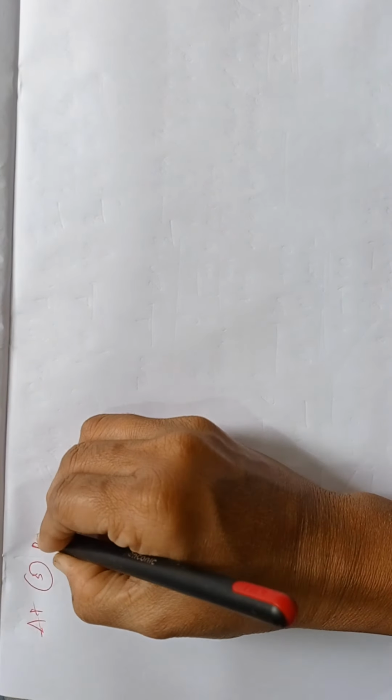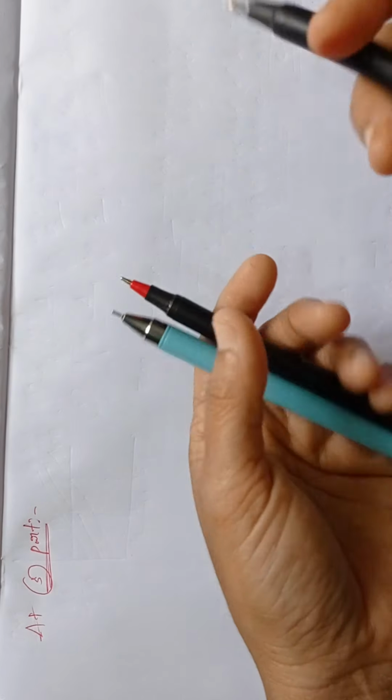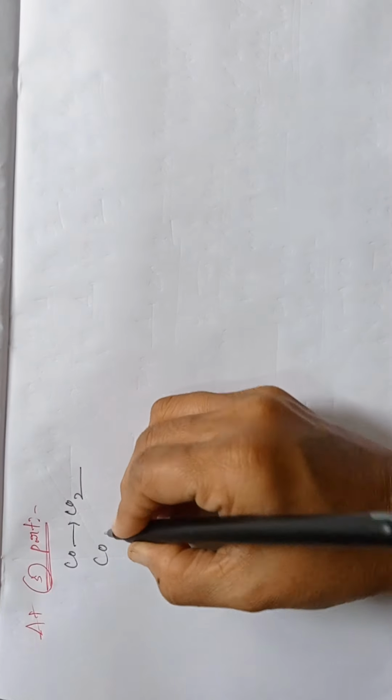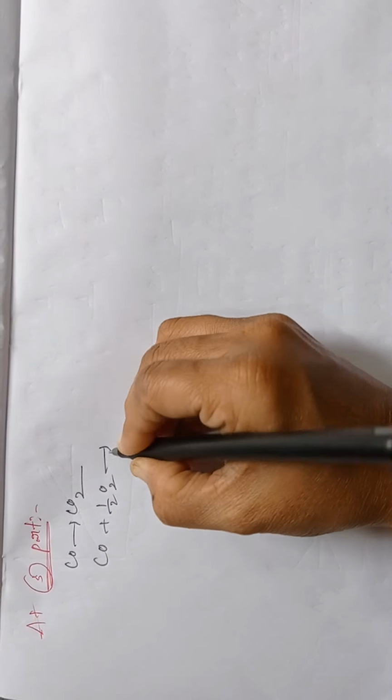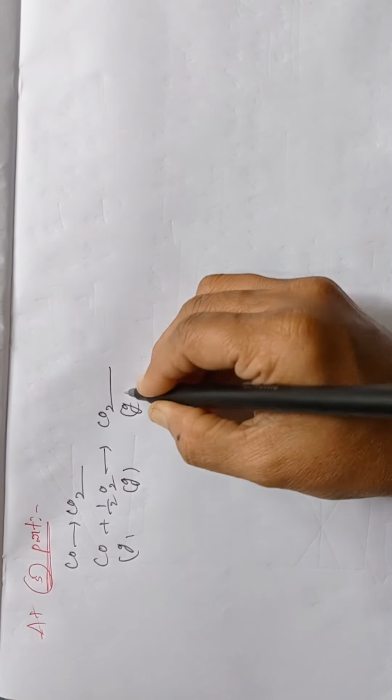Third part. So what is the third part? CO gives rise to CO2, correct? CO gives rise to CO2. Now, CO2 is obtained when CO combines with half a mole of O2. It is a gas, it is also a gas, it is also a gas.